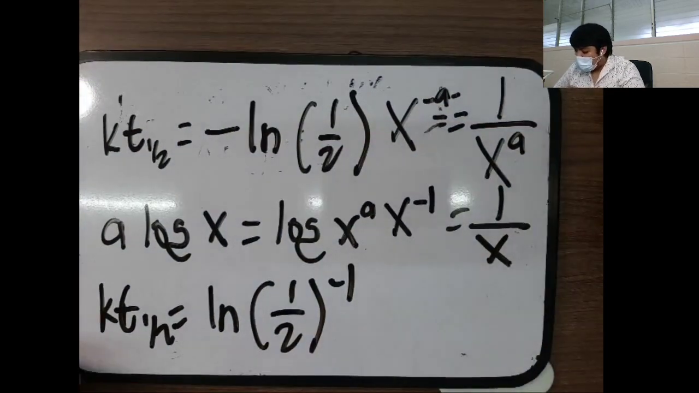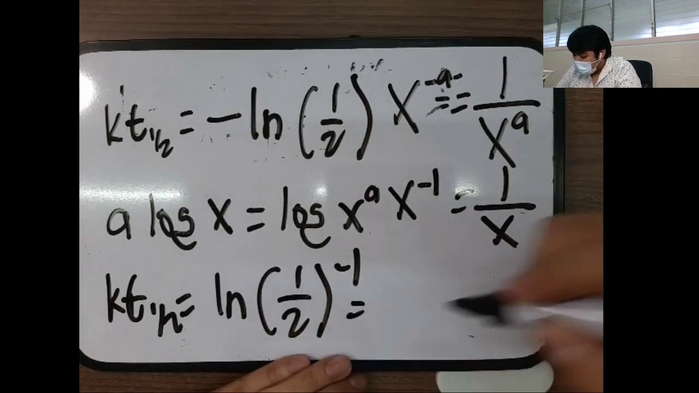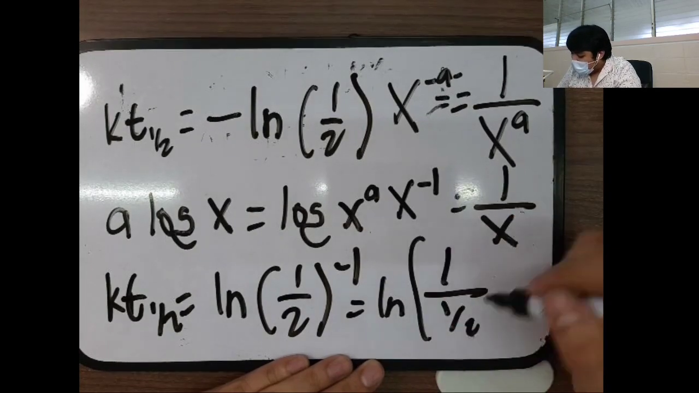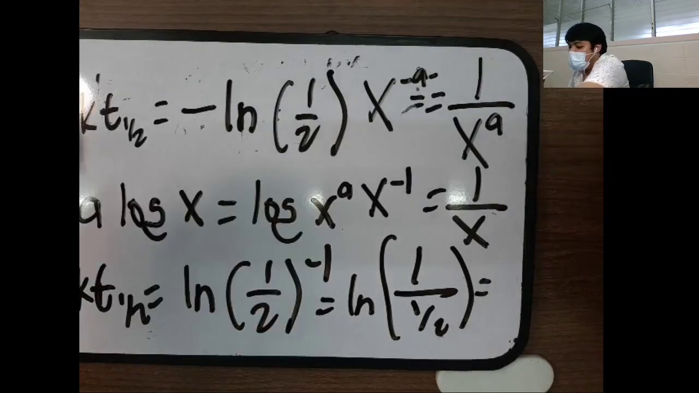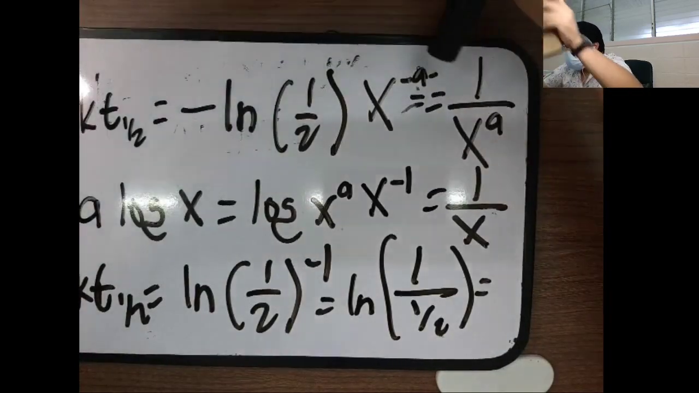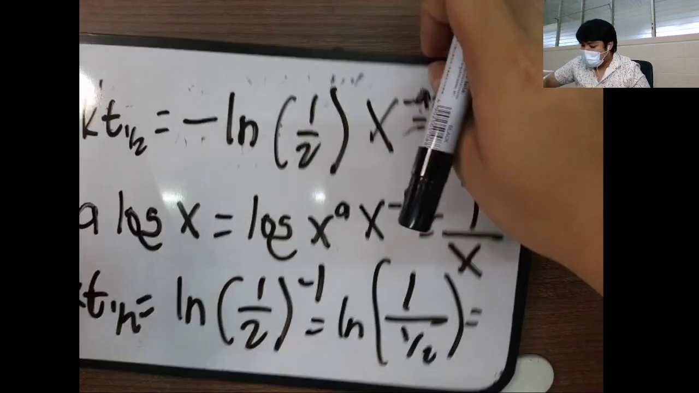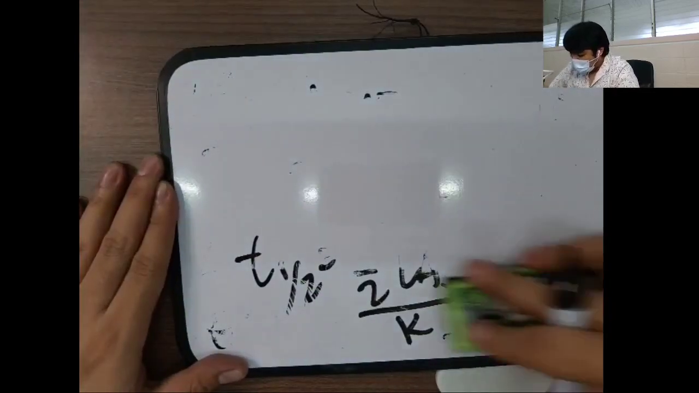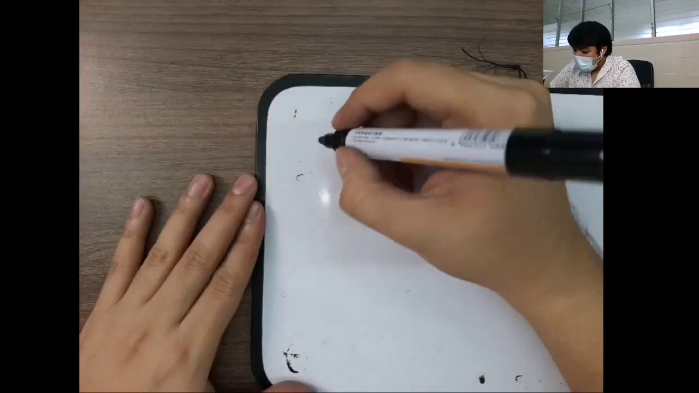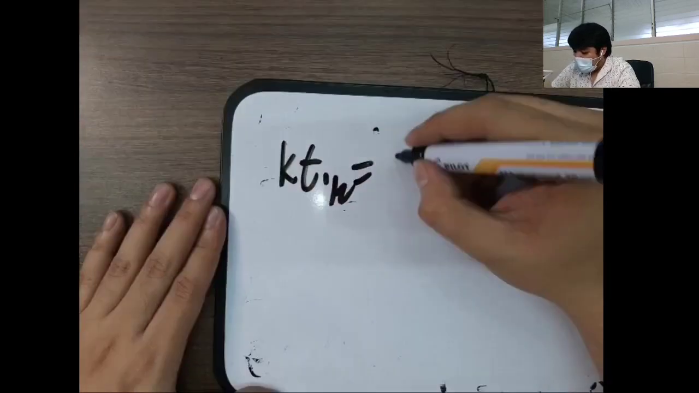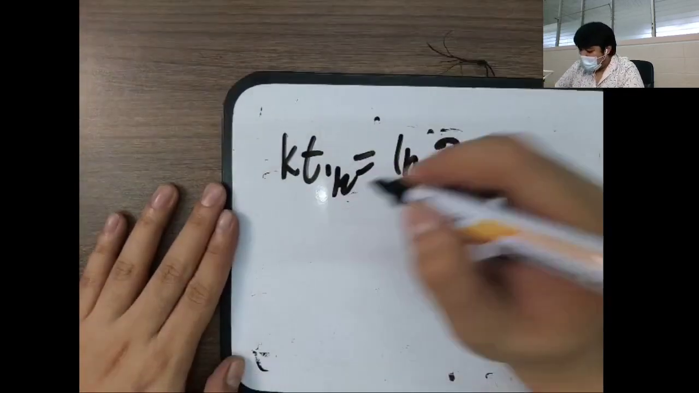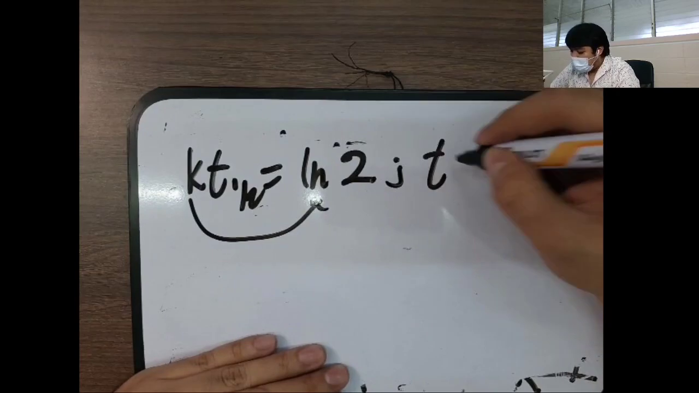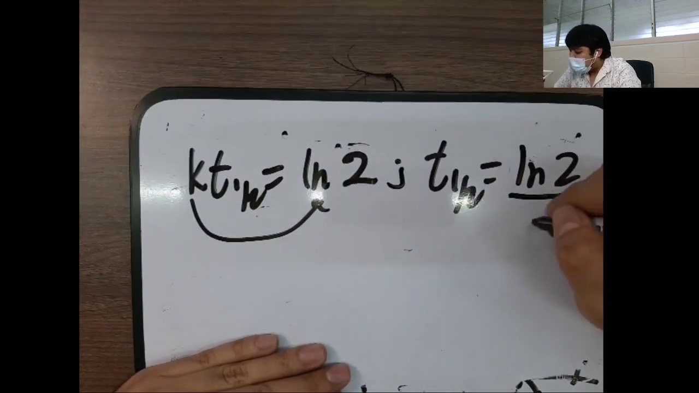So this one will be transformed into ln 1 over 1/2. And 1 over 1/2 is equal to 2. So therefore, kt1/2 is equal to ln 2. Thus, transpose k to the other side. This will be half-life is equal to ln 2 divided by its rate constant.